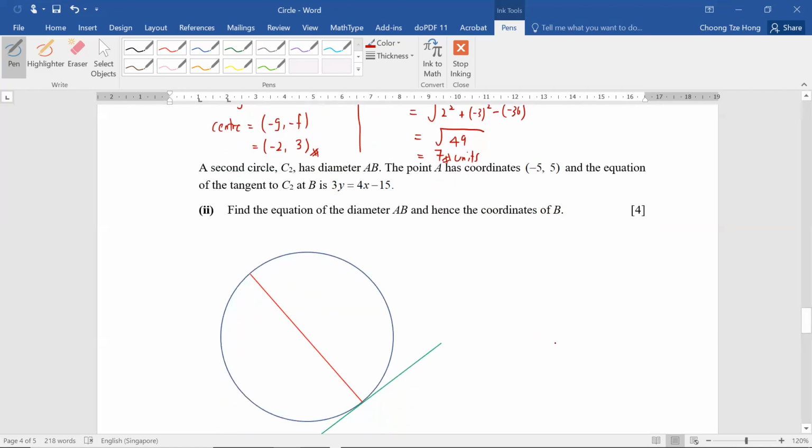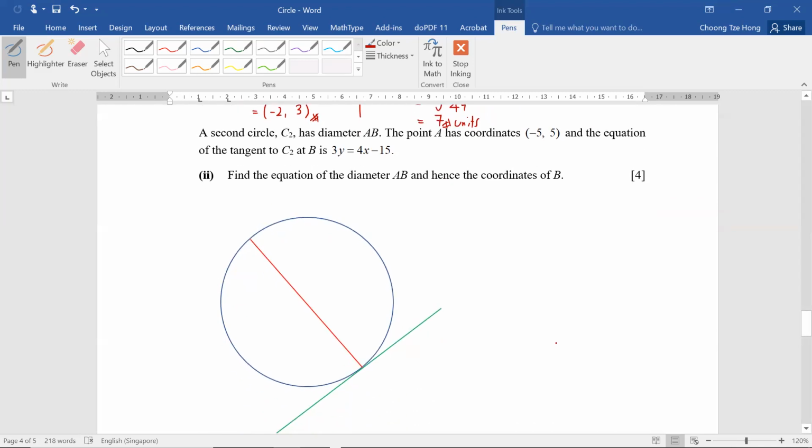Okay, second circle C2, so this is a different circle, has diameter AB. The point A has coordinates negative 5, 5, and the equation of the tangent to C2 at B is 3y equals to 4x minus 15. So in the original question, no diagram is given. But as mentioned in my other videos on circles, you are strongly encouraged to draw a diagram to help you to visualize the question better. I guarantee you it's going to help you to solve the question more successfully.